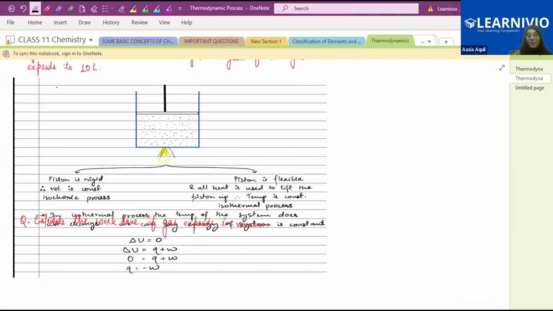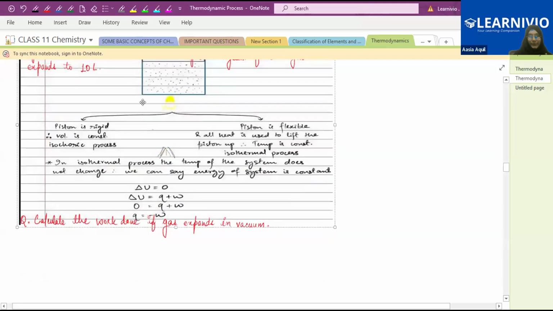So again, it depends on the piston, whether the piston is rigid or flexible. If the piston is rigid, then the process will be isochoric because here the volume will become constant. And if the piston is flexible, then it will be an isothermal process because here the temperature will become constant. Got my point? Yeah, ma'am. Okay.